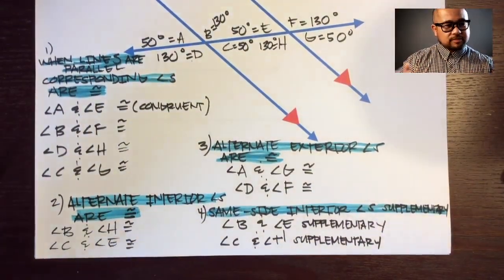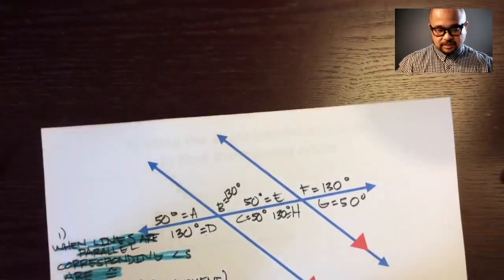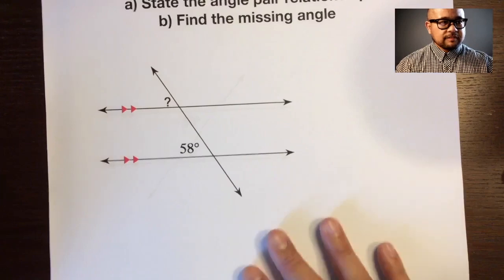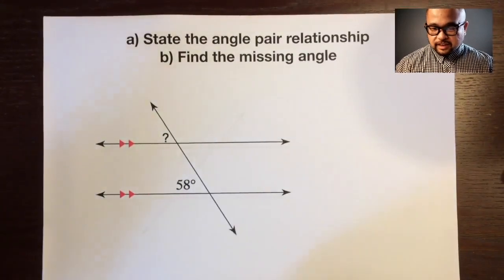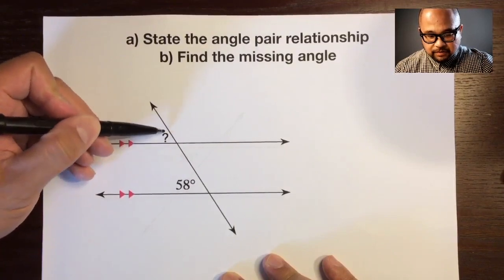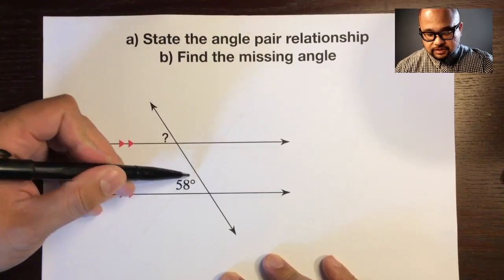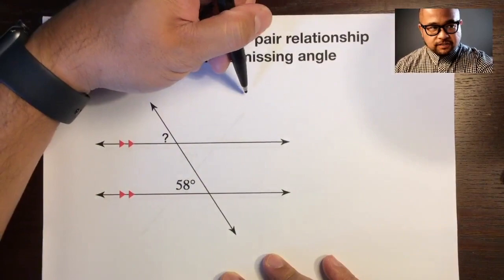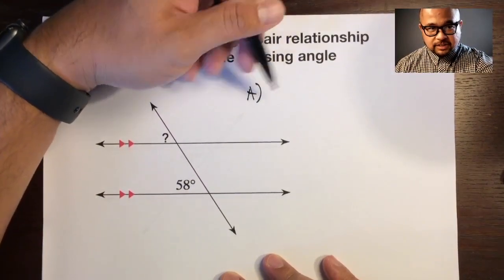Let's do some examples so that we could put this stuff into action and apply it. First, state the angle pair relationship. We have this angle right here that's above the line and to the left of the transversal, above to the left. So first part, what kind of angles are they?